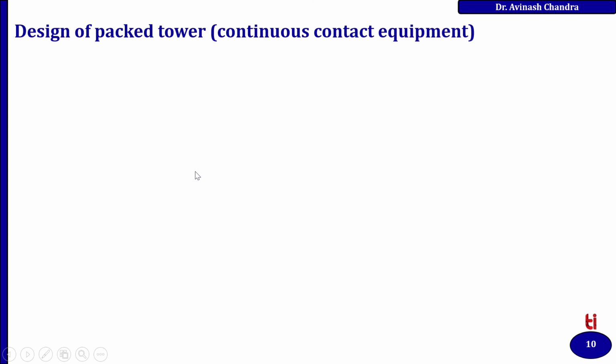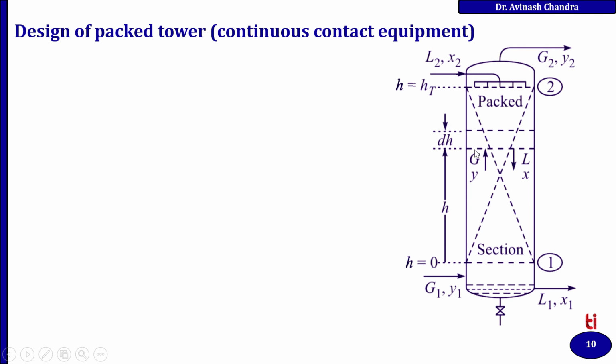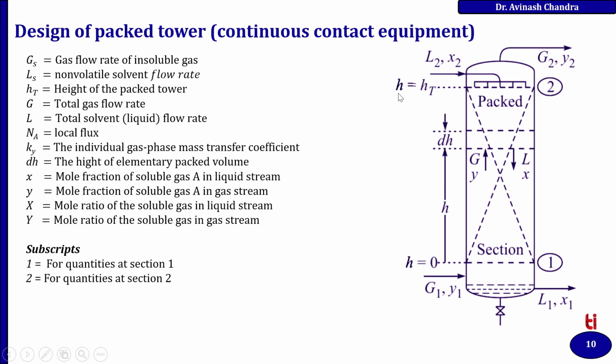Now the design for the packed tower as a continuous contact equipment, considering a packed tower having at section 1 gas flow rate G1 with composition Y1 and liquid flow rate L1 with composition X1. Similarly at position 2, the liquid flow rate L2 with composition X2 and gas flow rate G2 with composition Y2, and these variables are defined here.